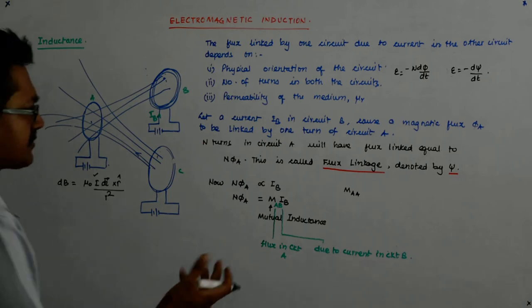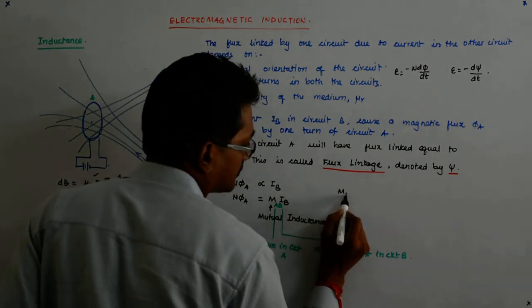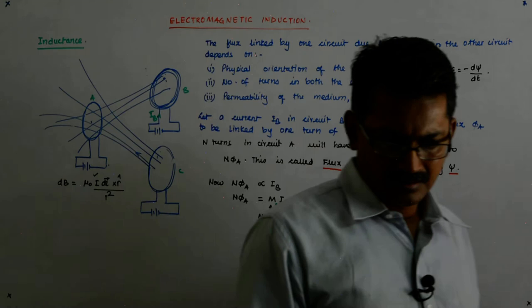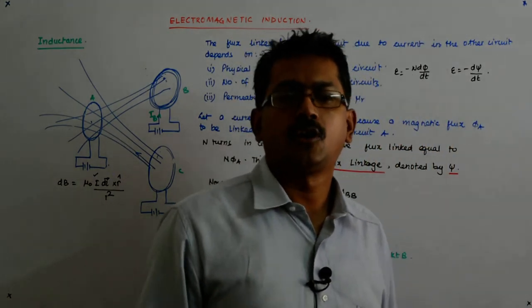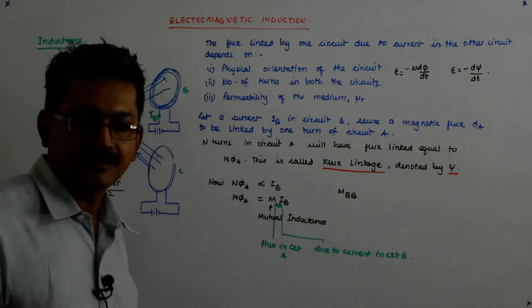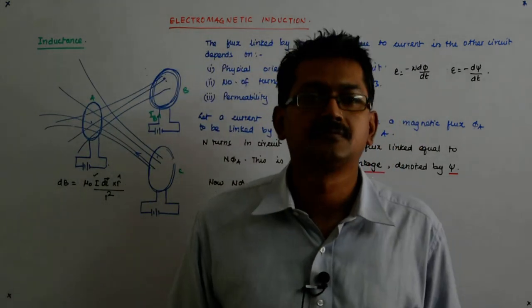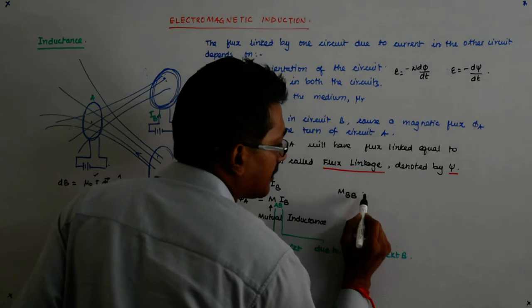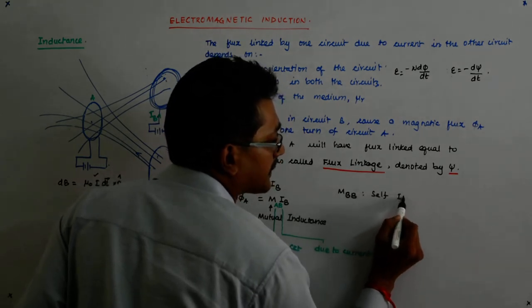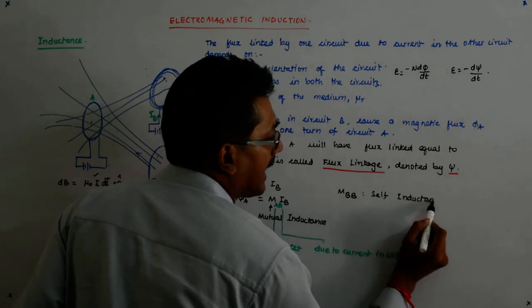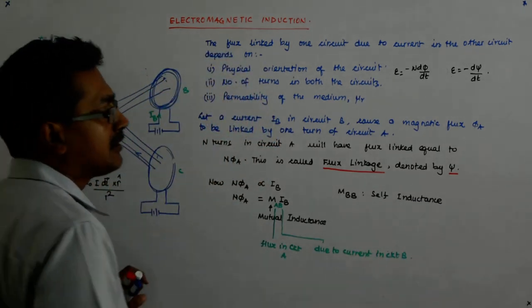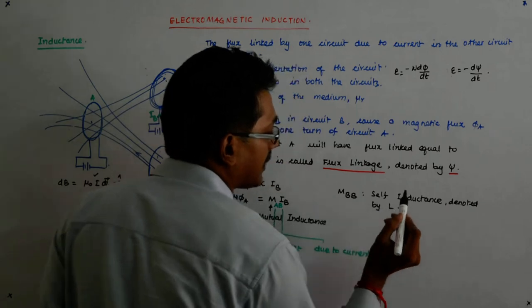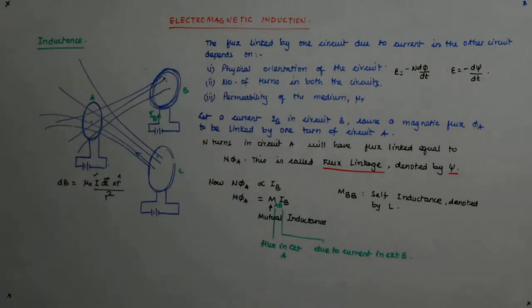Or B, whatever. MBB. There'll also be MAA. There'll be MCC. Okay? This is called self-inductance. Why self? Because the current is from itself. It is the self-current. So MBB is called the self-inductance. And at times, they are given a different symbol denoted by L.